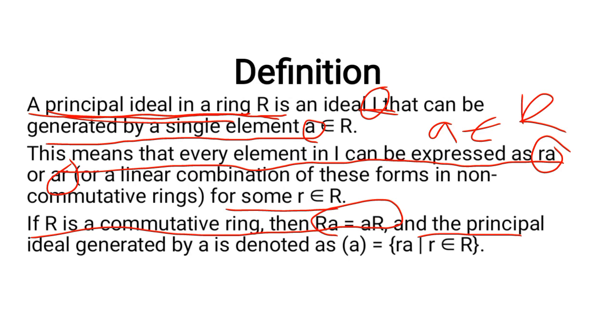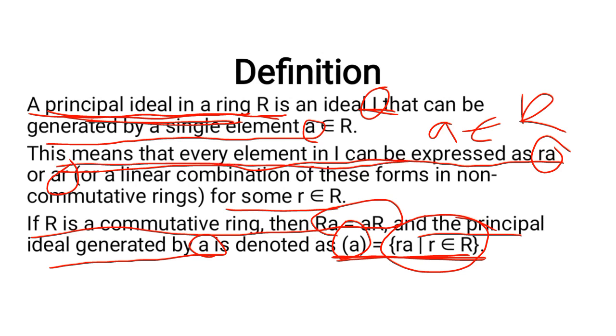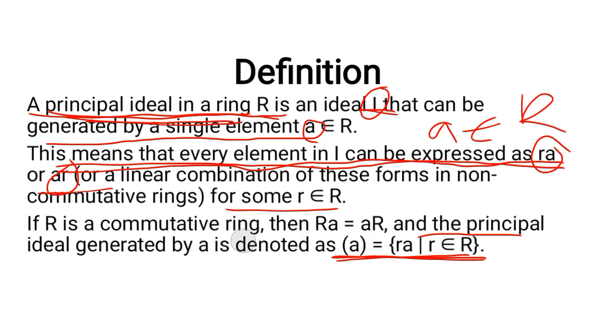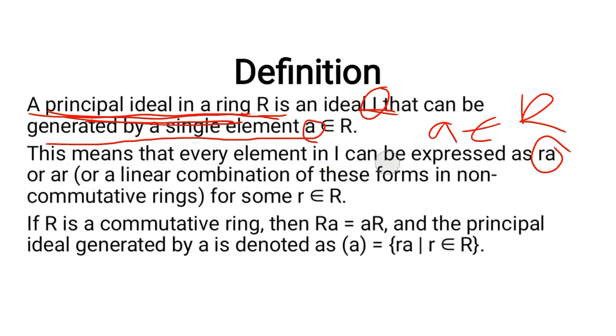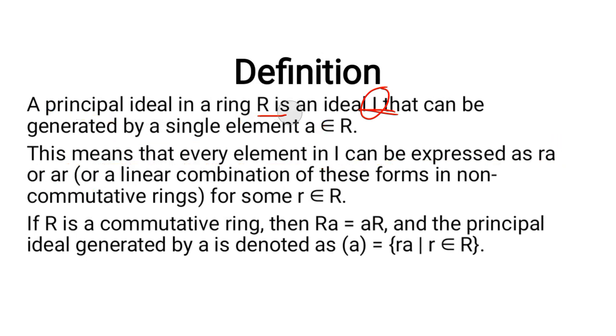So if R is a commutative ring, it means it will satisfy this, right? And that principal ideal generated by A is denoted this way. So we always denote the principal ideal this way, and this is how its elements look. Every element in I can be expressed in this form or this form. That's when we have a principal ideal. So basically it's a collection of all the elements generated by A.